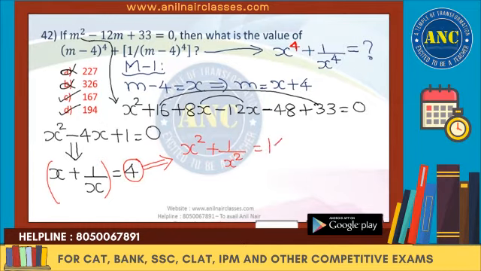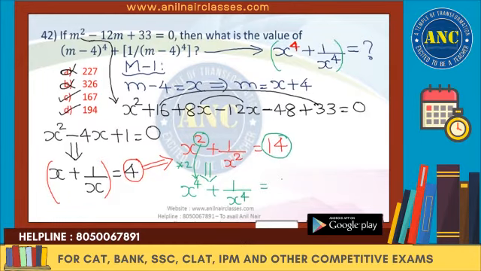16 minus 2 is nothing but 14. But in the question they are not asking for x square plus 1 by x square, they are asking for x power 4 plus 1 by x power 4. That means x power 4 plus 1 by x power 4 will once again be, as I already taught you in multiple problems, the power is getting doubled. If the power is getting doubled, the answer will be k square minus 2.